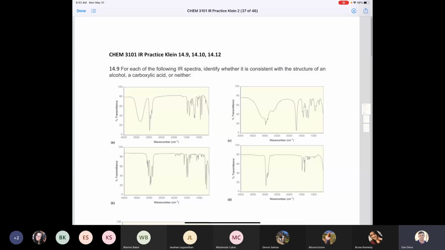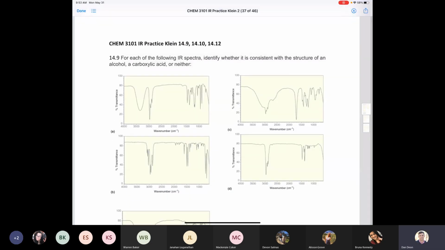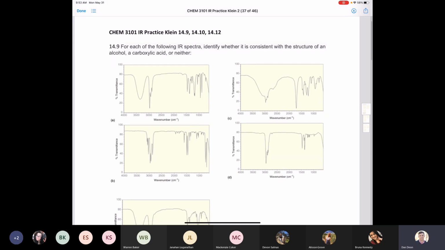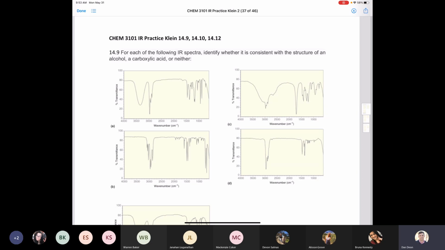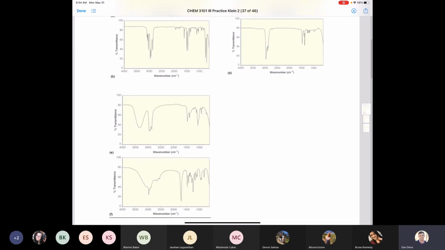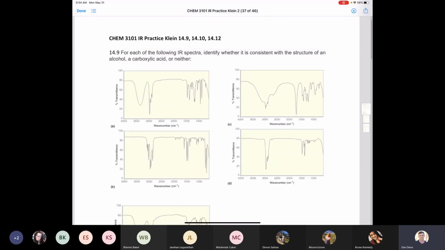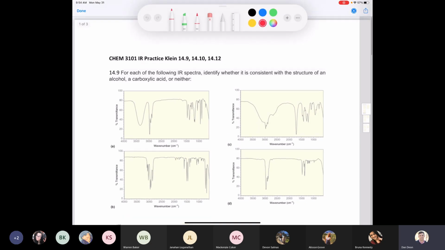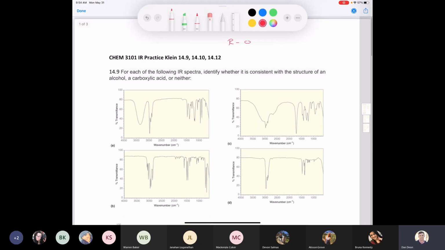Okay, Chemistry 3101. We're going to wrap up IR almost, or not quite. There's one more section to look at, but I wanted to try a couple of problems here. This is question 14.9, straight out of your textbook, and it asks us, for each of the following infrared spectra, A through F, six different spectra, to identify whether we're dealing with an alcohol, a carboxylic acid, or neither.